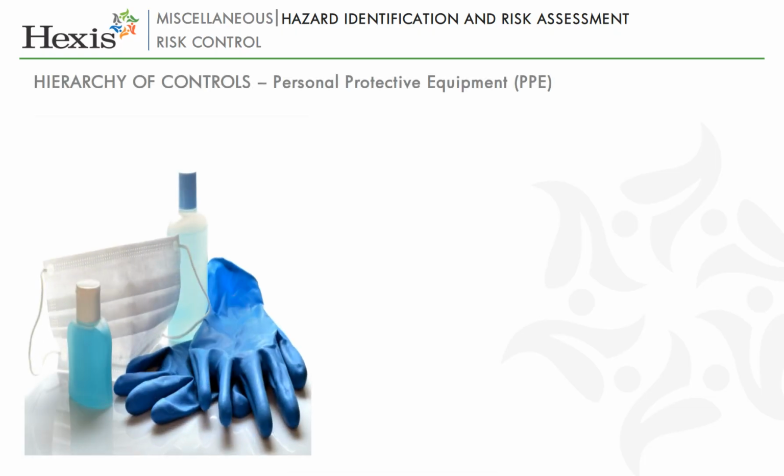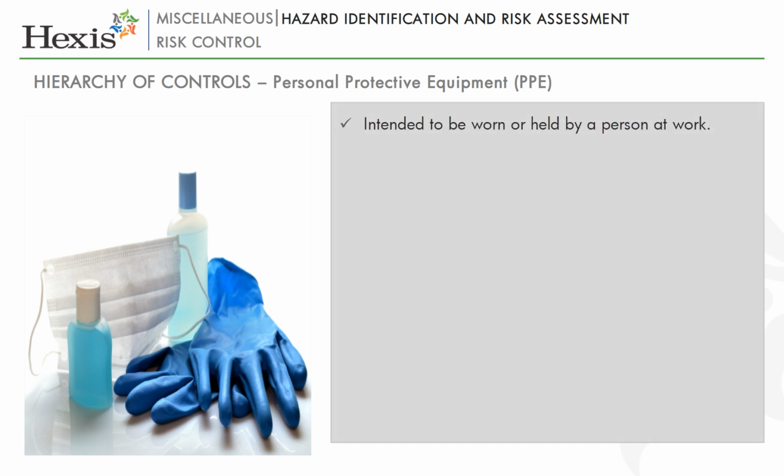The last type of control that we are going to learn about is personal protective equipment, that is PPE. Personal protective equipment means any equipment which is intended to be worn or held by a person at work and which protects him against one or more risks to his health or safety, and any additional accessory designed to meet that objective.